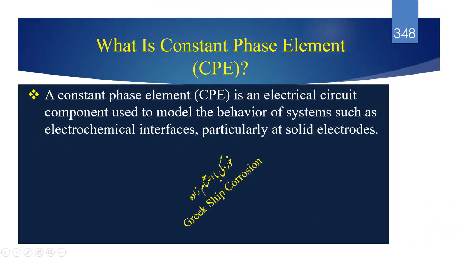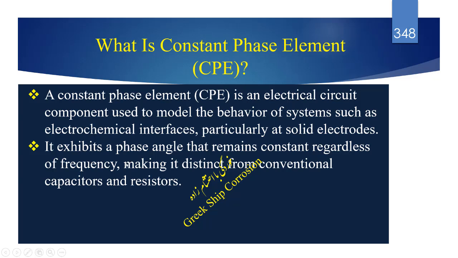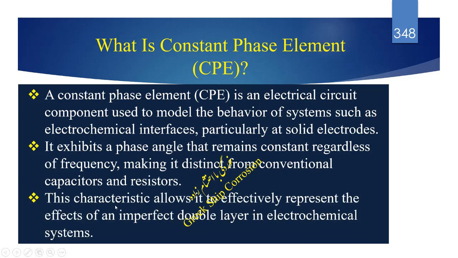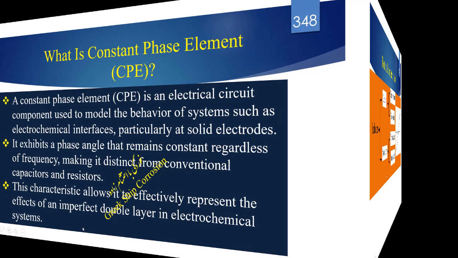A constant phase element is an electrical circuit component used to model the behavior of systems such as electrochemical interfaces, particularly at solid electrodes. It exhibits a phase angle that remains constant regardless of frequency, making it distinct from conventional capacitors and resistors. This characteristic allows it to effectively represent the effects of an imperfect double layer in electrochemical systems.